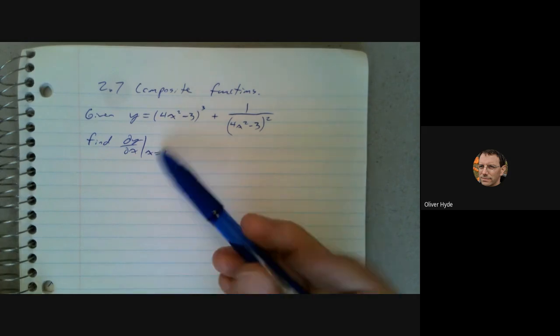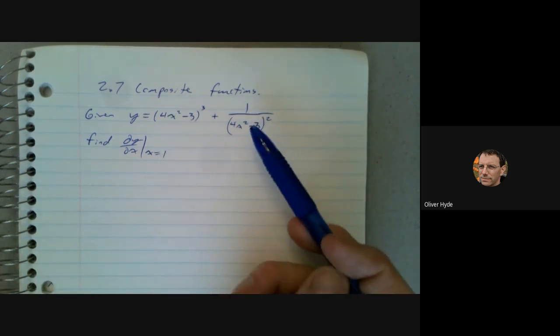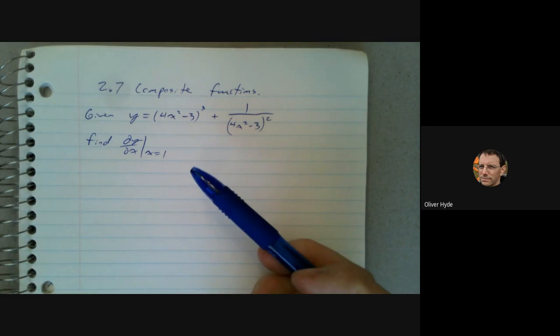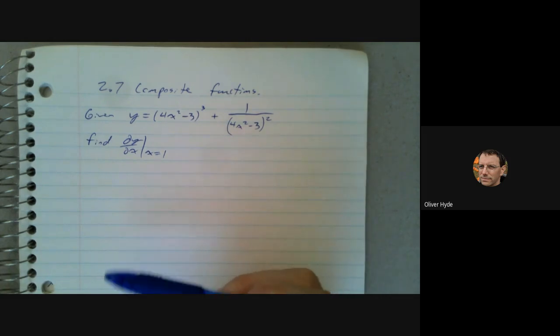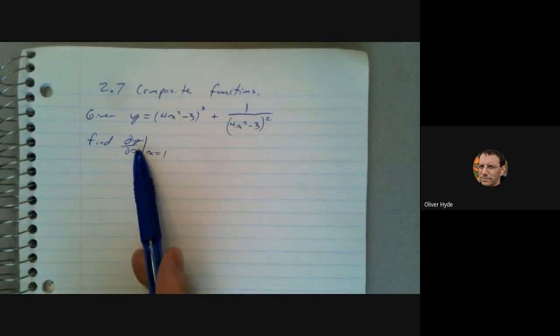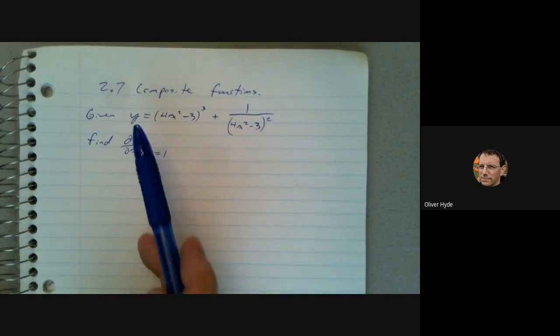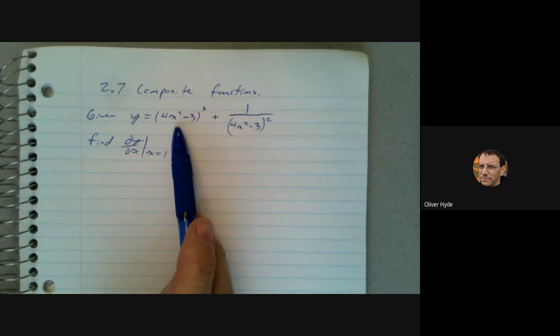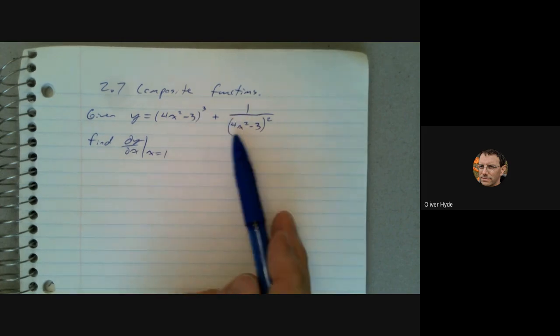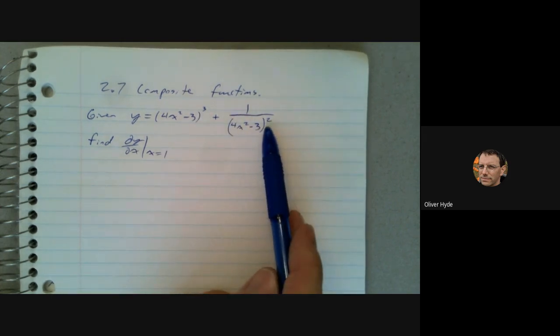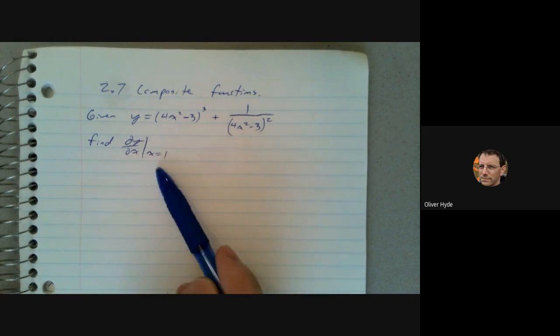I guess the strategy could be called variable substitution. Maybe it's a strategy you used before with complicated factoring. Let's try this question out by enforcing a composite function. Let's say given y equals (4x squared minus 3) cubed plus the reciprocal of (4x squared minus 3) squared. Let's find the value of delta y by delta x when x is equal to 1.